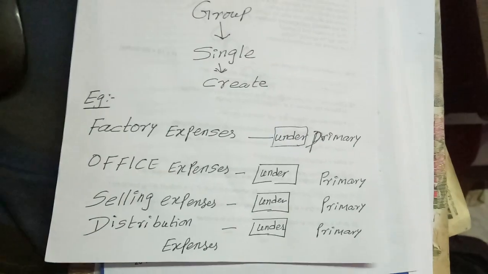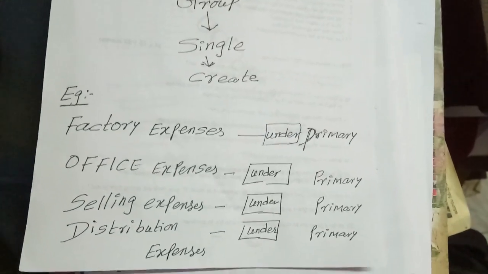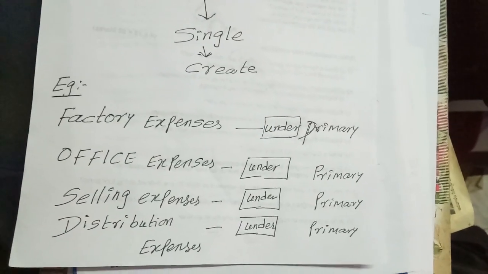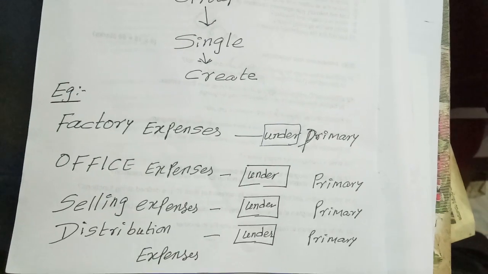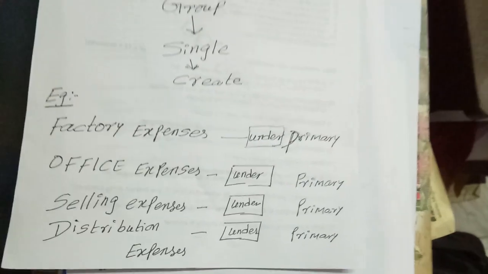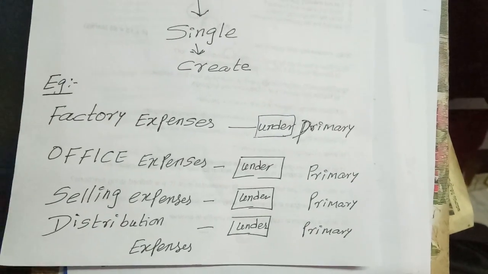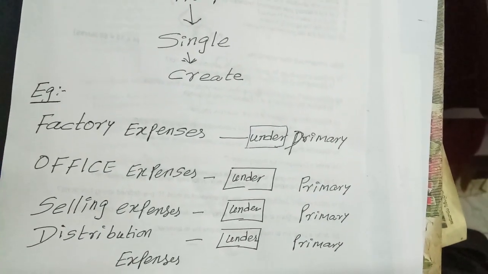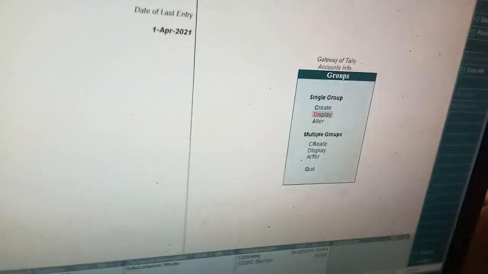You create the following groups tomorrow. Every group can be created under primary: factory expenses, office expenses, selling expenses and distribution expenses. This is the problem which you are going to do tomorrow. And keep in mind, my dear students, for creating the groups, no need to give any amount. You should not give amount, because the ledger will have the amount.